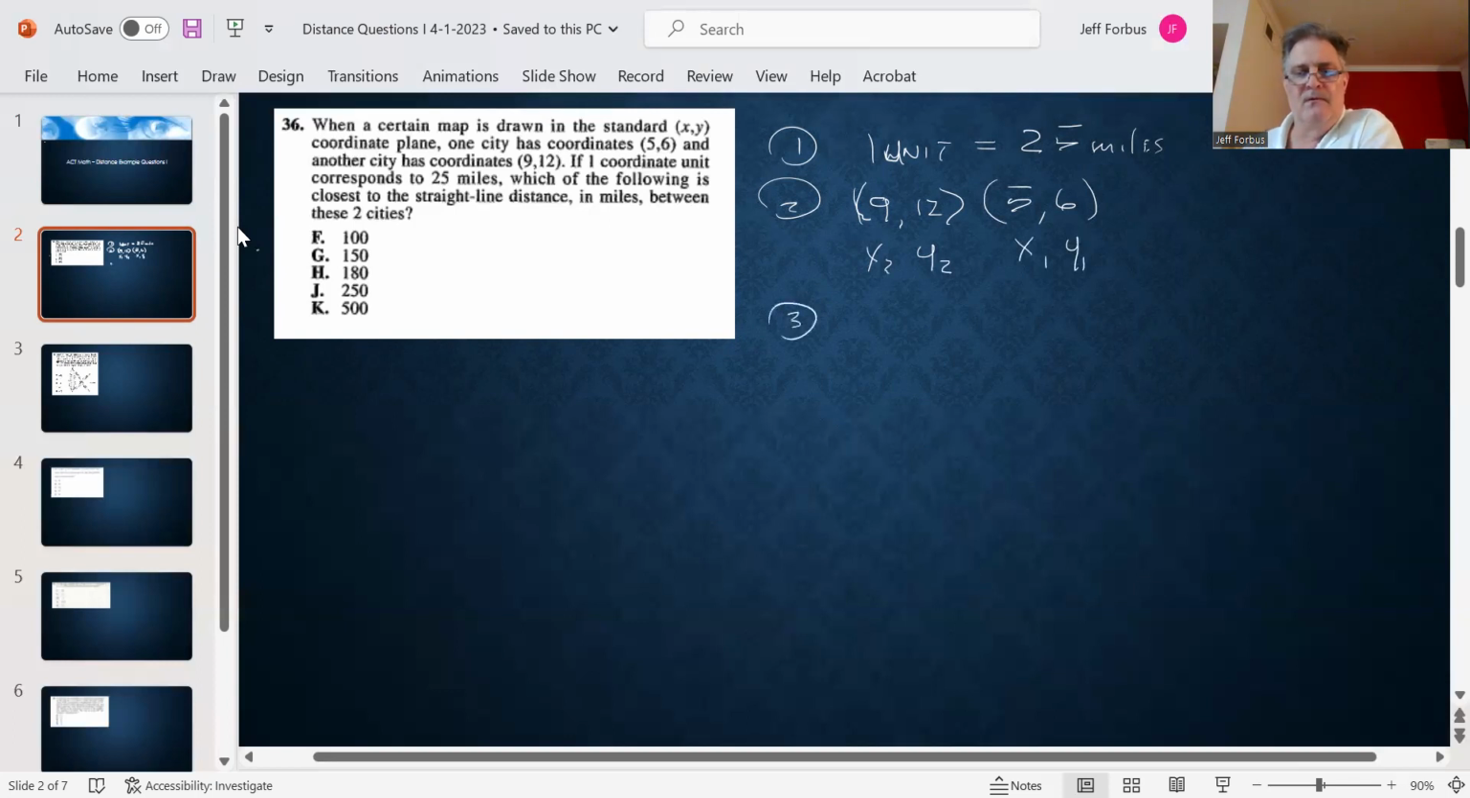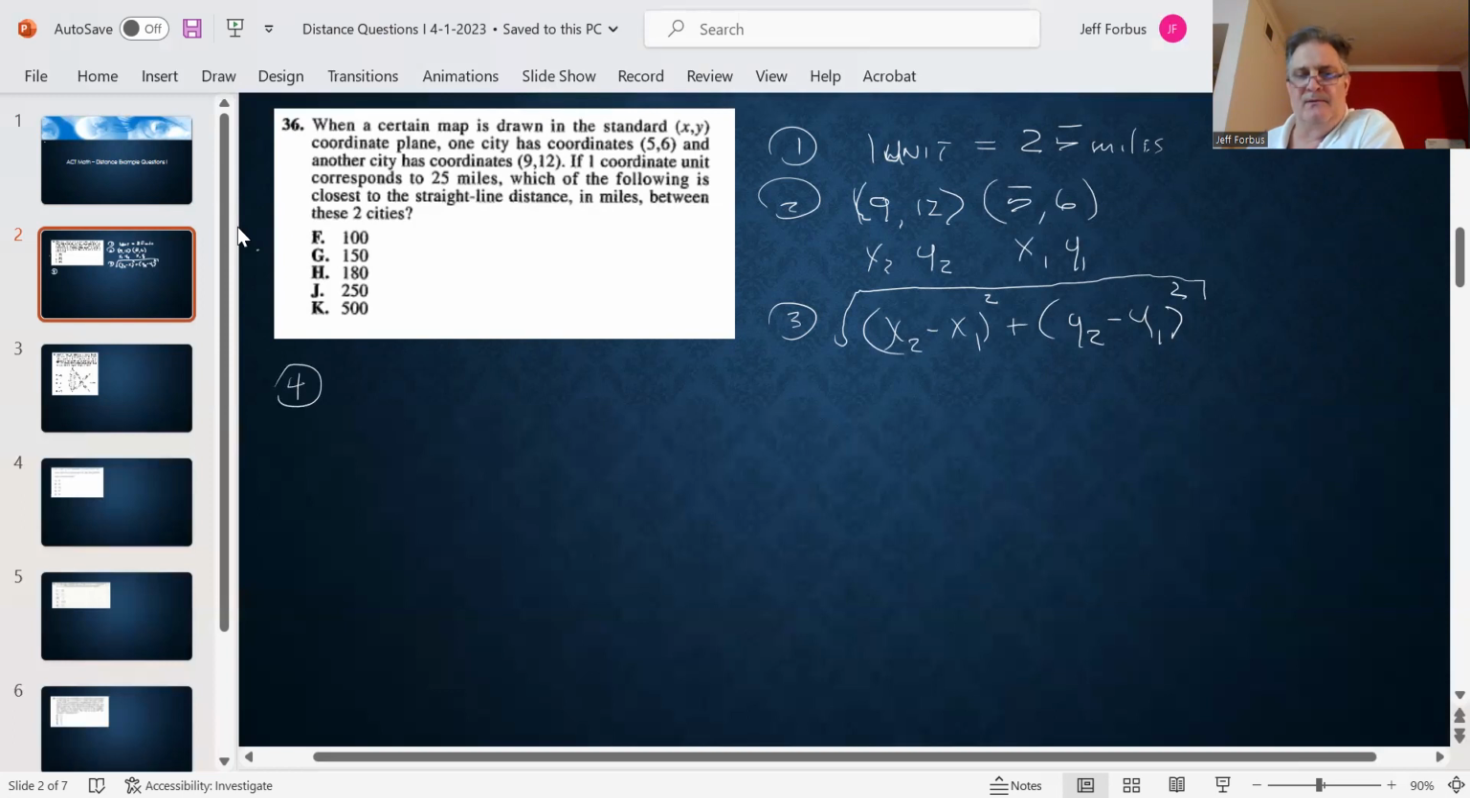So the next thing I can do is put that into the distance formula. That's going to be the square root of x sub 2 minus x sub 1, squared, plus y sub 2 minus y sub 1, squared. Boom. So let's fill in what we know.